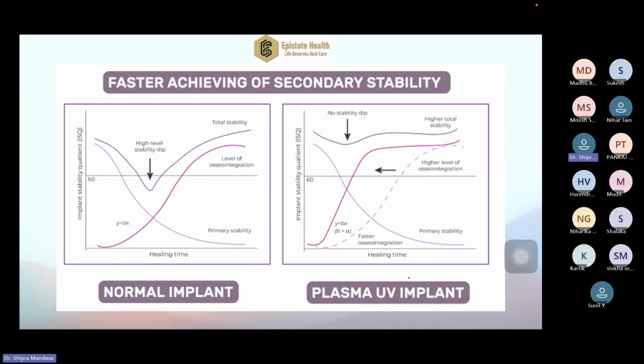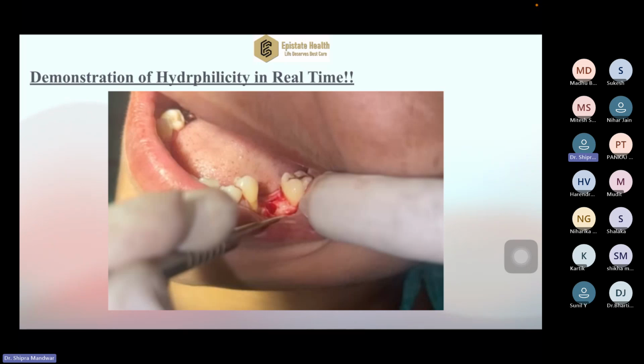But what plasma is giving us is a negligible stability dip of the implant. That means you can load the implant within a month. Imagine reducing the time of treatment from 3 months to 1 month. Imagine what plasma is delivering to us in the field of implantology. It is reducing the stability dip of the implant, and now you get a stabilized implant within 20 days, within 15 days, or within a month.